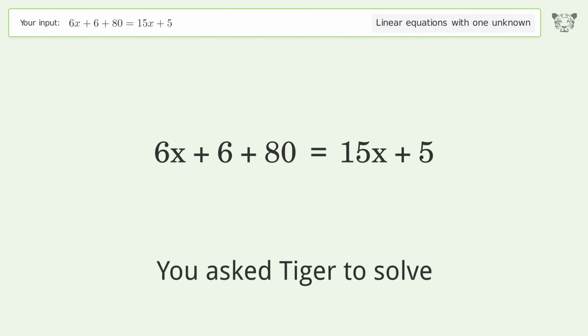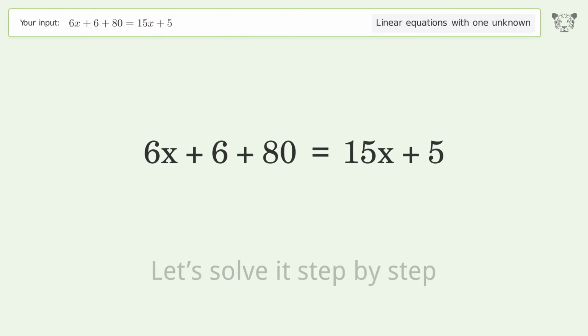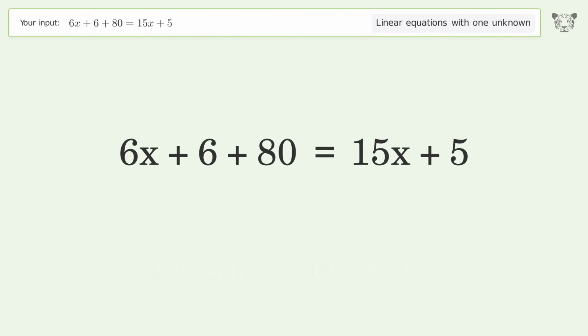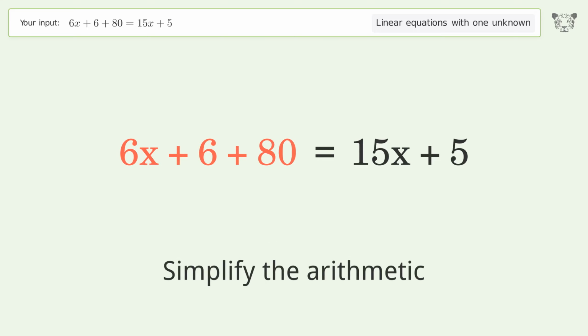You ask Tiger to solve. This deals with linear equations with one unknown. The final result is x equals 9. Let's solve it step by step. Simplify the expression. Simplify the arithmetic.